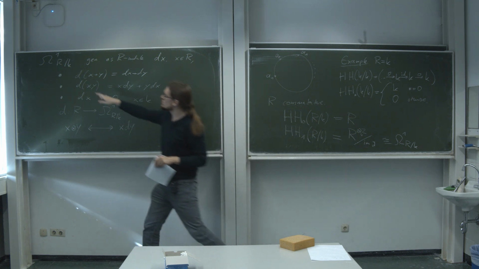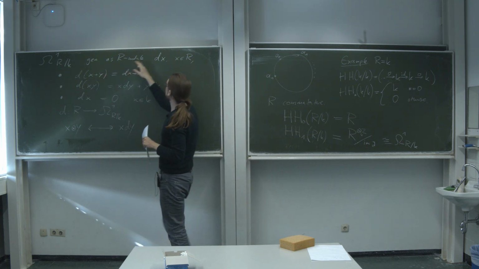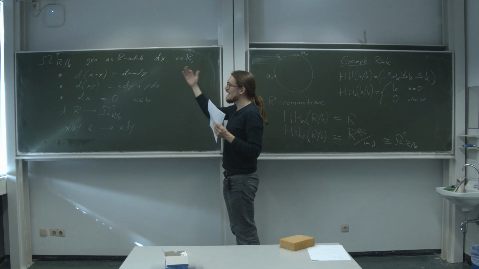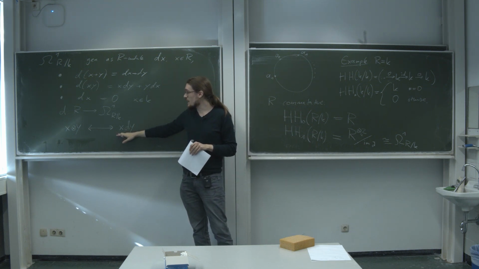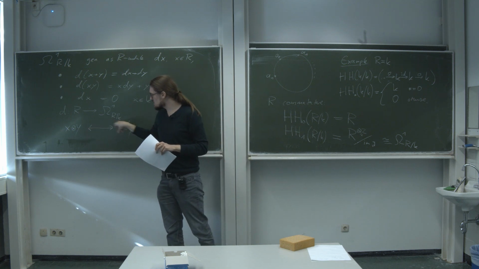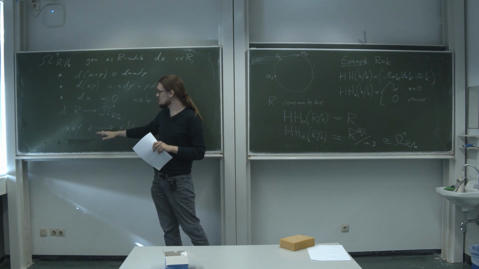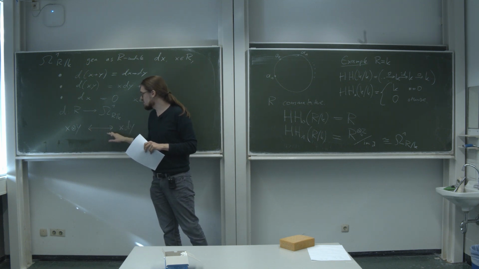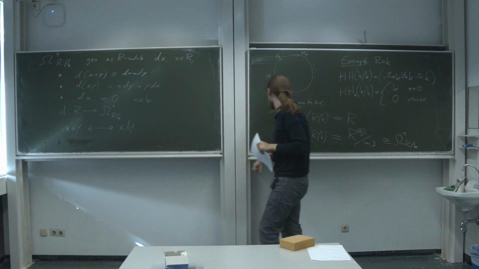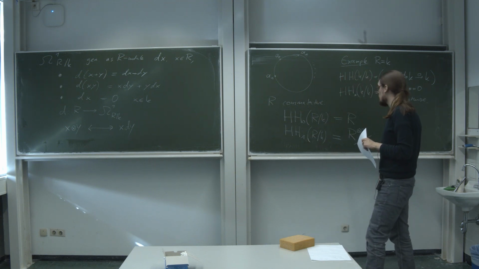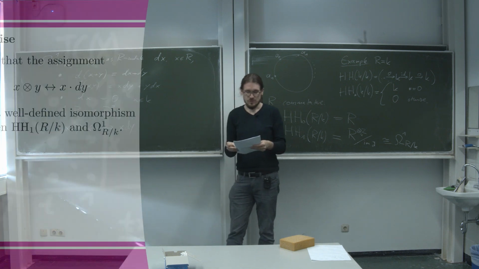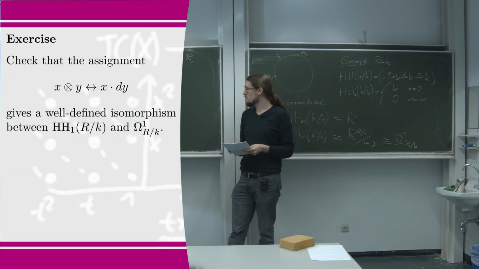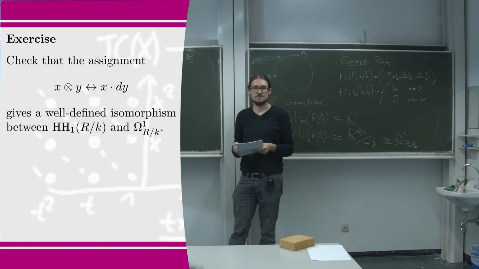And since this is generated as an R-module by these elements dx, as an abelian group, it's just generated by elements of the form x dy. So these two rules definitely specify at most one map. You just have to check that both of these maps are well defined, that they respect the relations imposed here and here. And if you want to check that, it's maybe another good exercise.